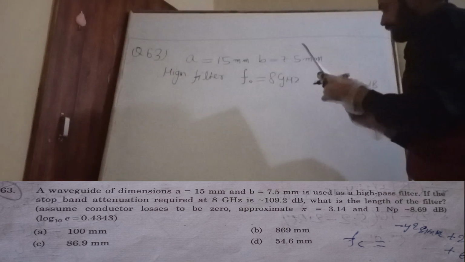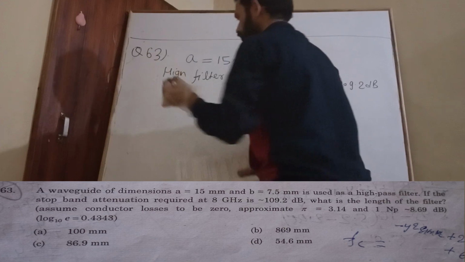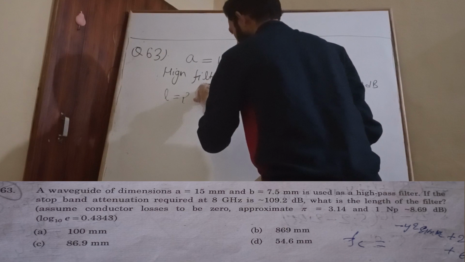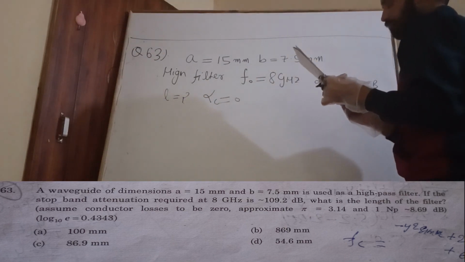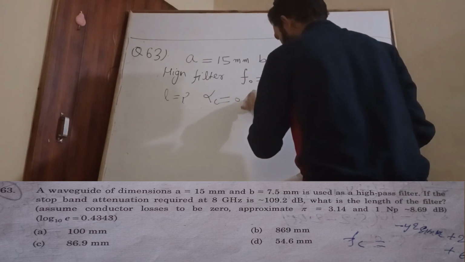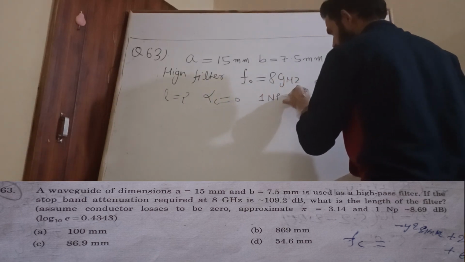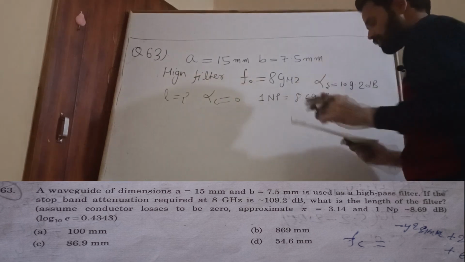Then what is the length of the filter? He is asking the length of the filter. Assume the conductor loss is 0. So these are the conductor losses, which is 0, and 1 Neper value is given as 8.69 dB.